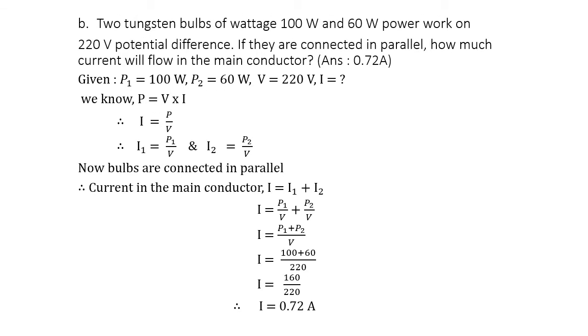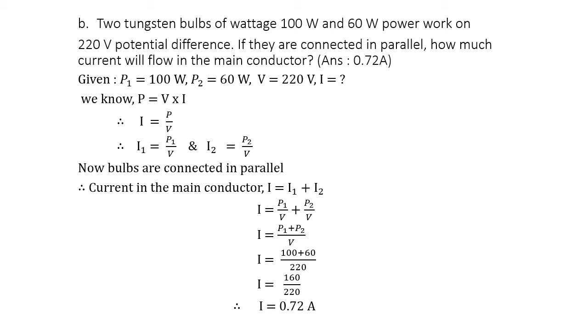Question number B. Two tungsten bulbs of wattage 100 watt and 60 watt power work on 220 volt potential difference. If they are connected in parallel, how much current will flow in the main conductor?